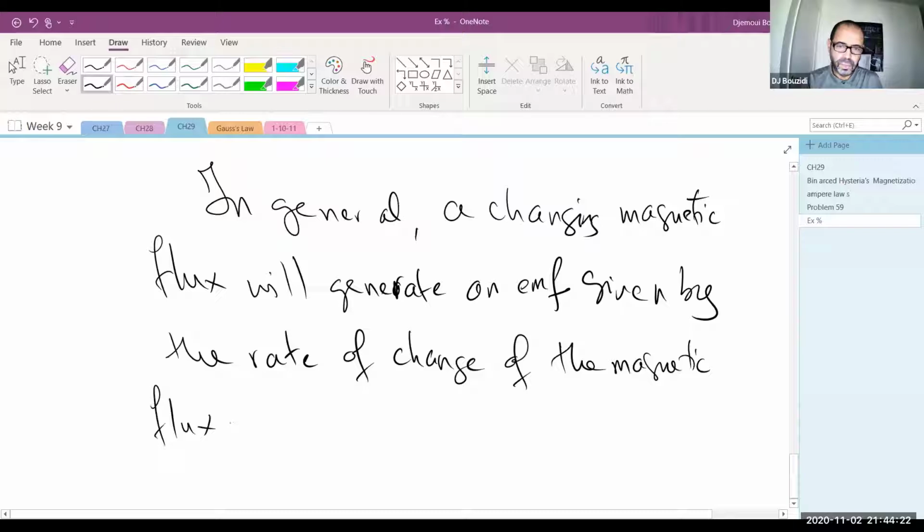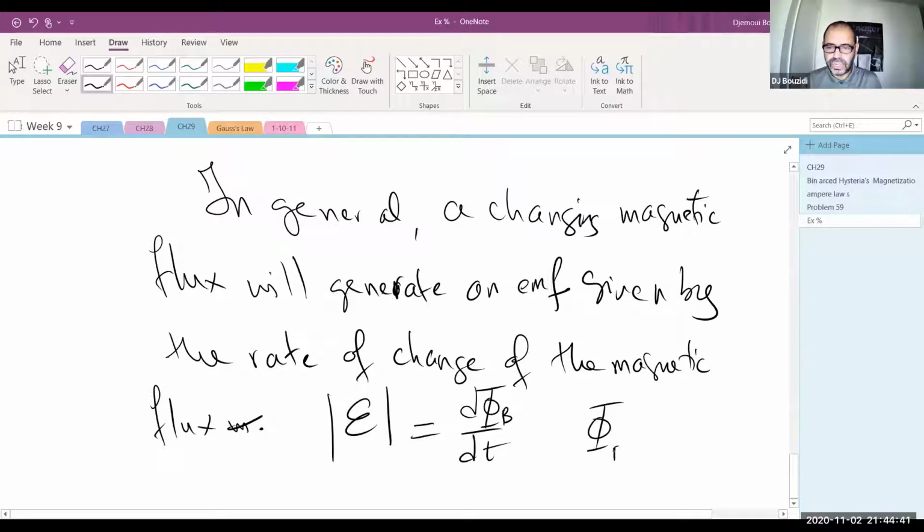Okay, with time. The rate is changing with time. Okay, the direction is the issue. Okay, the direction is really the issue. So basically, the EMF mathematically in absolute value is equal to d phi of B with respect to time, and phi of B is just the integral over the surface.